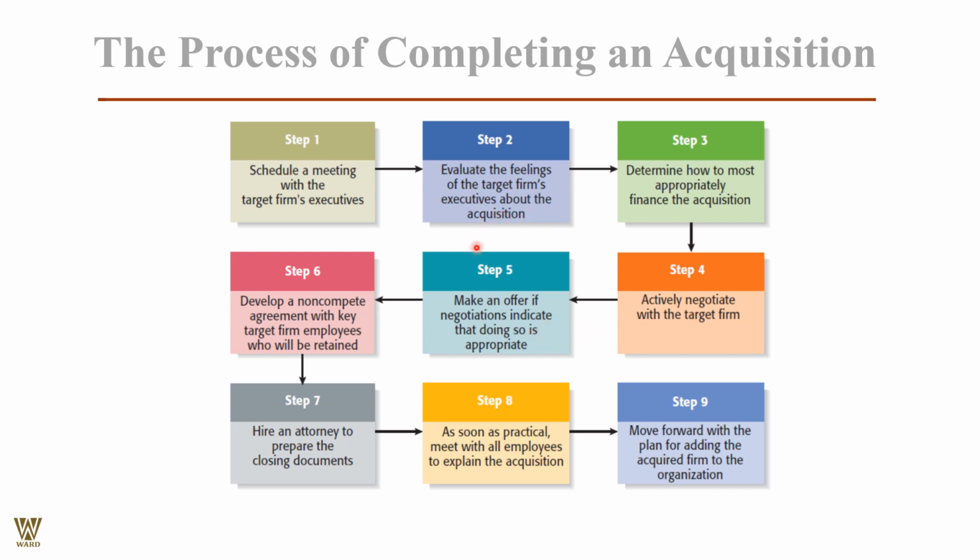Step number five, you are almost at the midway. You are making an offer. Now you go to step number six, where the offer has either been accepted or been moderated to certain things. Then you probably discuss the non-compete agreement, as the case might be. Step number seven is when you go for legal documents altogether, hire an attorney, get it in black and white.